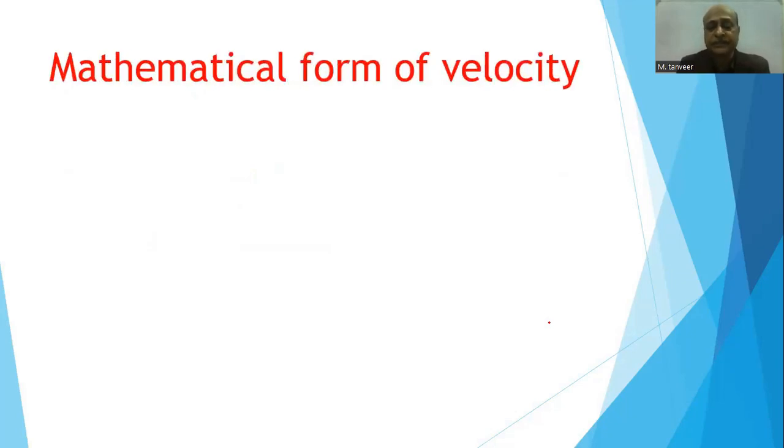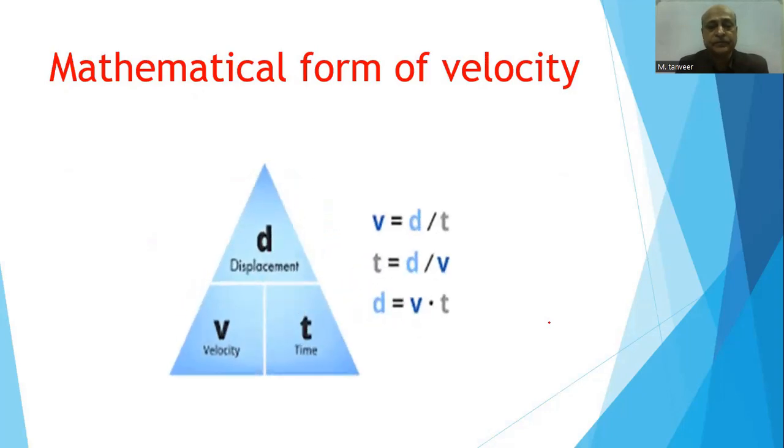Mathematical form of velocity: v equal to d over t. This is the mathematical form of velocity, displacement divided by time, or t equal to displacement divided by v, or d equal to velocity multiplied by time.